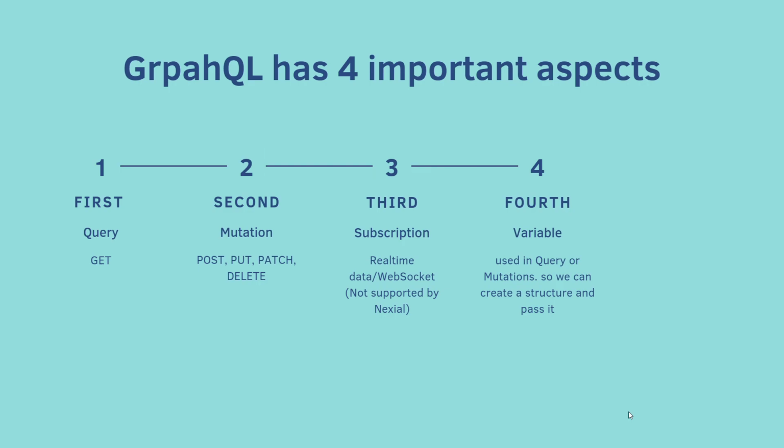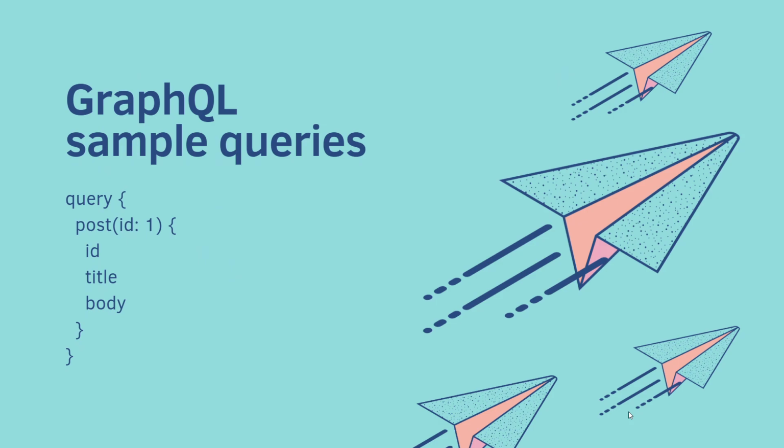This variable is nothing new, we are already using it in Java. Whenever we have certain values which are going to change, or we want our code or program to work on different inputs, we create a variable. In a similar way we will be creating variables here. So these are the main four aspects of GraphQL. Now, the GraphQL query.